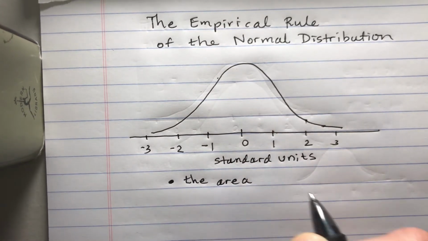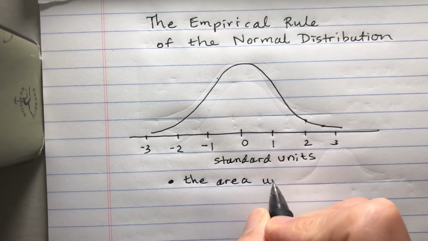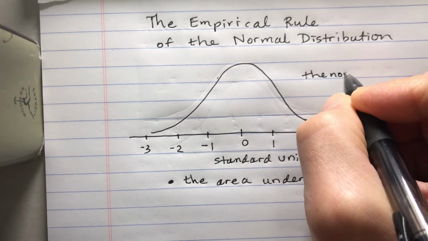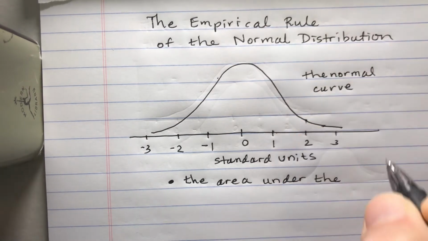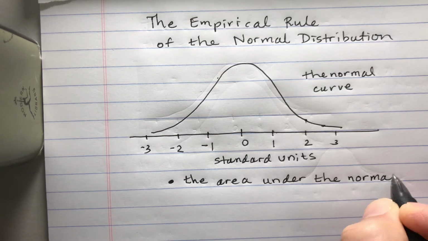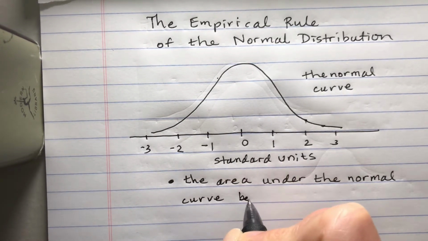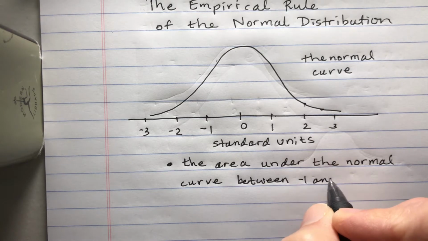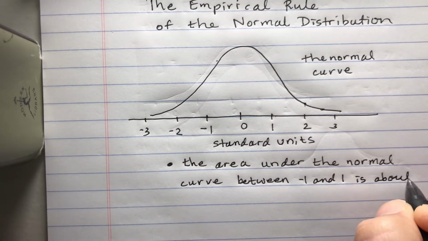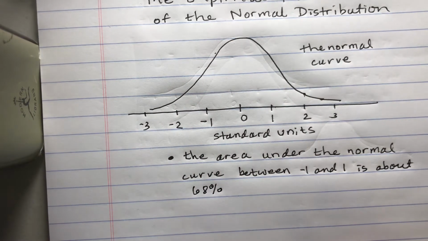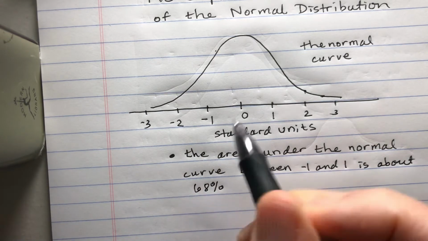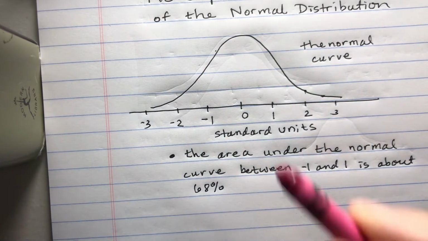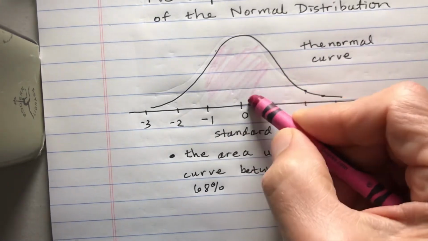Okay, the area under the normal curve, so this is the normal curve, between -1 and 1 is about 68%. So 68% is around 2/3. So 2/3 of the area is between -1 and 1. Well, now what I could do is color this in, and maybe I'll regret that. But that's 68% right there.